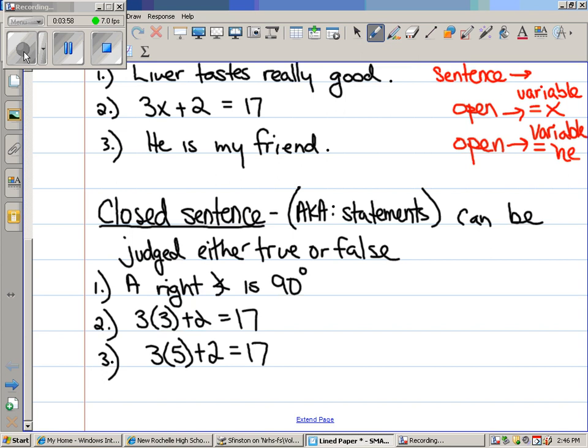What about number one? A right angle is 90 degrees, true or false? Nice. 3 times 3 plus 2 is 17, true or false? Nice. 3 times 5 plus 2 equals 17, what do you think? Cool.